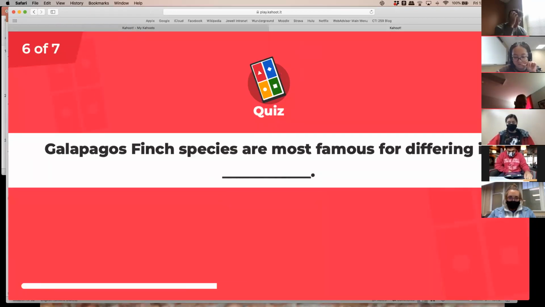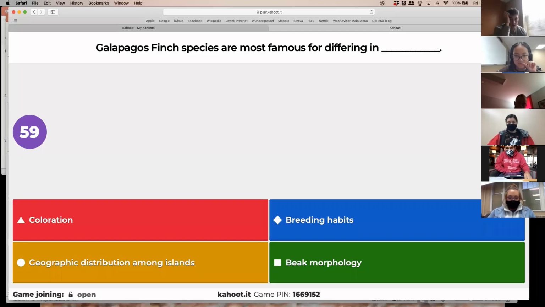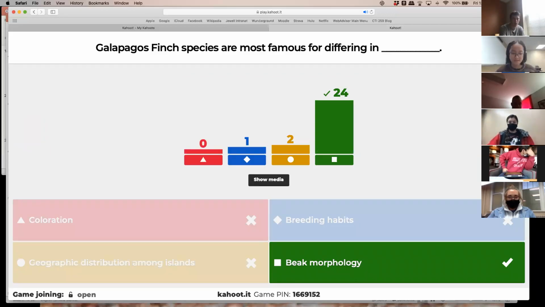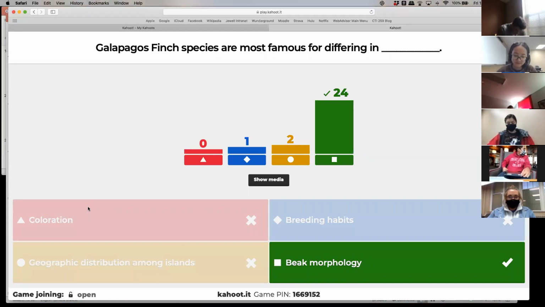All right. Galapagos finch species are most famous for differing in what? This should be an easy one for everybody. Yeah, it's all about the beak morphology, and we're going to be covering this a lot more as we go. I haven't talked about this, but this was talked about in the video. And actually, their coloration is really pretty standard across the different species.